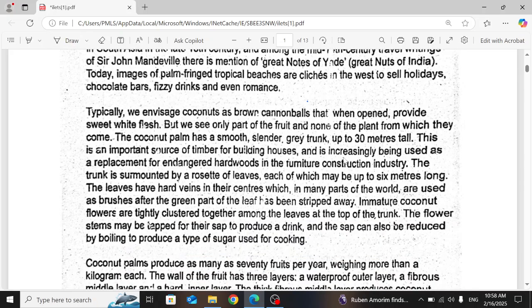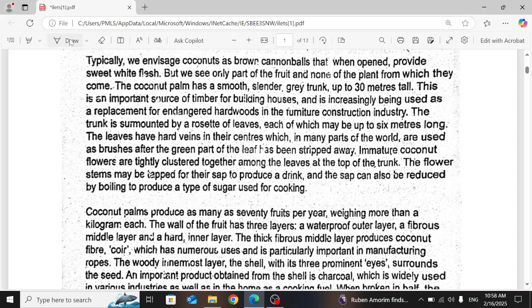Let's read the second paragraph. Typically, we envisage coconuts as brown cannonballs that when opened provide sweet white flesh, but we see only part of the fruit and none of the plant from which they come. The coconut palm has a smooth, slender, grey trunk up to 30 meters tall. Now we also encountered trunk in the questions part. This is an important source of timber for building houses and increasingly being used as a replacement for endangered hardwoods in the furniture construction industry. So timber is used for building houses and furniture construction industry.